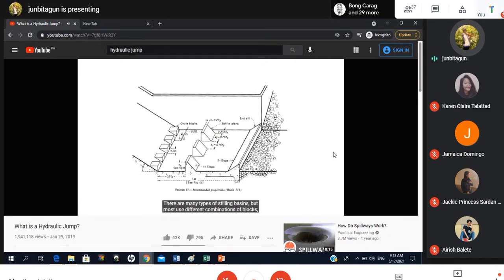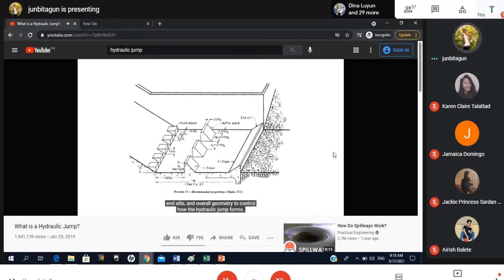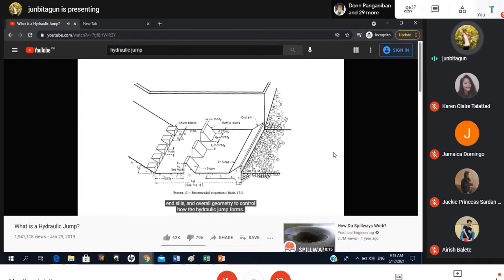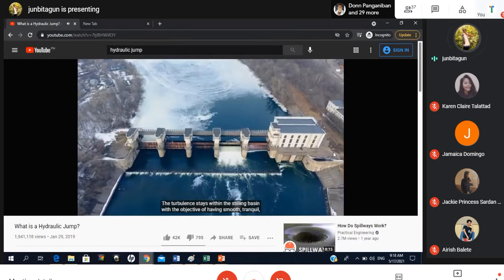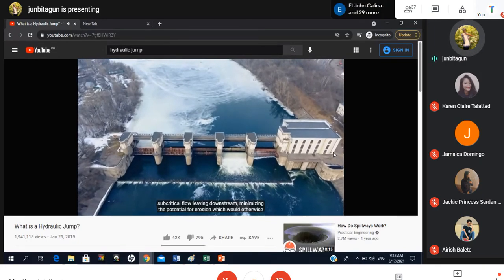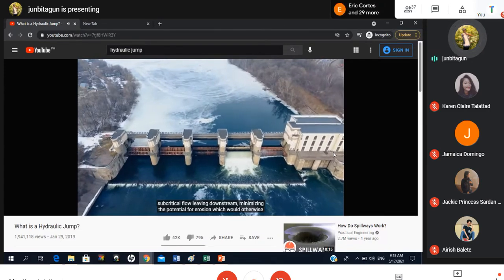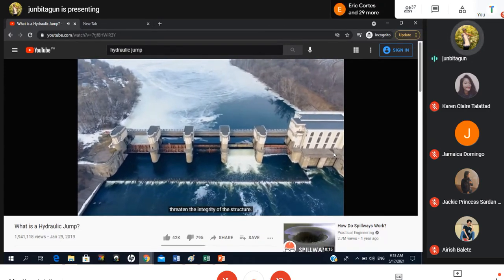There are many types of stilling basins, but most use different combinations of blocks, insills, and overall geometry to control how the hydraulic jump forms. The turbulence stays within the stilling basin with the objective of having smooth, tranquil, subcritical flow leaving downstream, minimizing the potential for erosion, which would otherwise threaten the integrity of the structure.